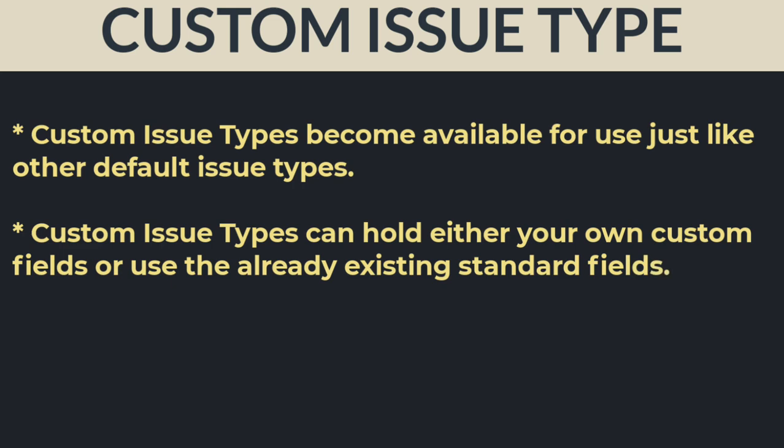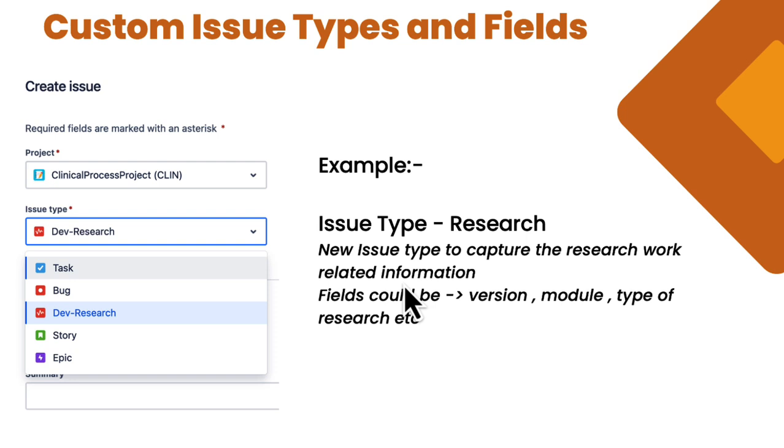So again, these fields can either be custom fields, which you want to have special ones, or they can be any standard fields which are already there in your Jira instance, which are already associated with some other known issue type like story, task, bug, etc. Let's take an example. Imagine that your project involves consistent research activities along with standard product development.